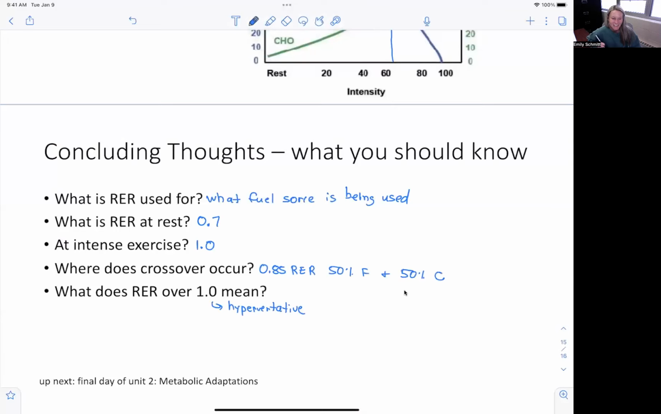Up next, our final day of Unit 2, metabolic adaptations. See you soon.